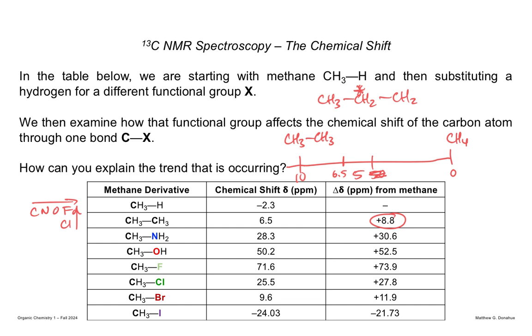And again, this last column is just showing you the difference between the chemical shift that you see, so minus, and then minus 2.3 is going to equal the number that you see in that third column.